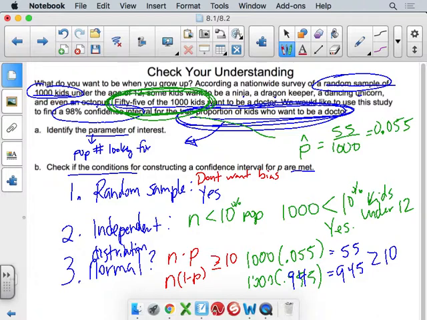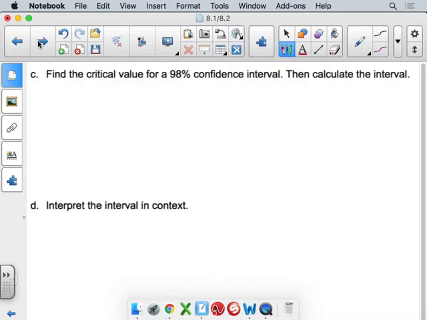So we don't want bias, we want a good sample. We want our sample to be independent responses, and we want our distributions to end up normal from our samples. So we need these three things to be true. All right, so let's try and do our problem here.